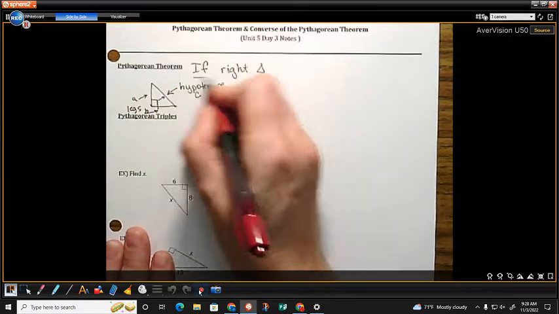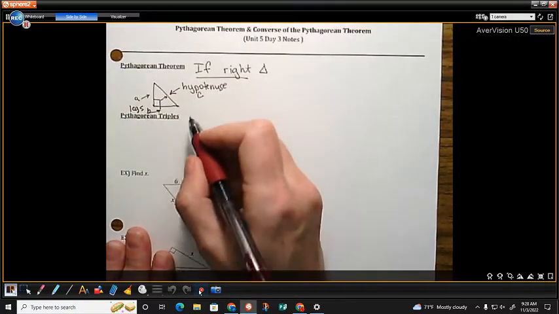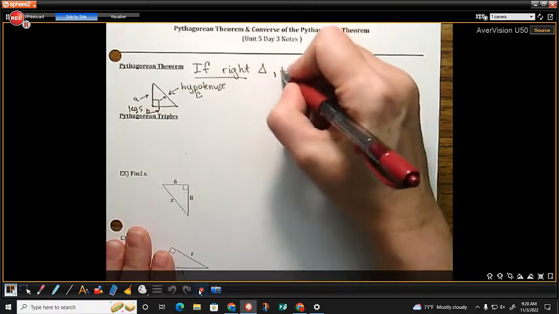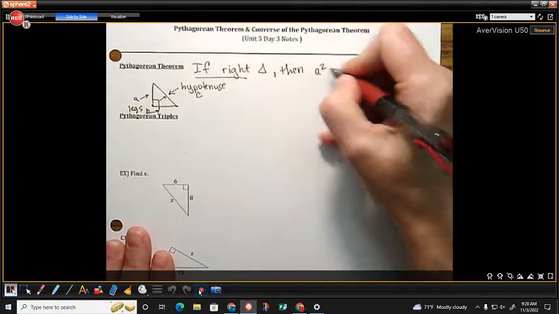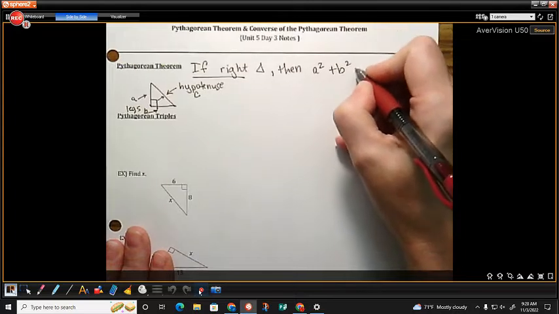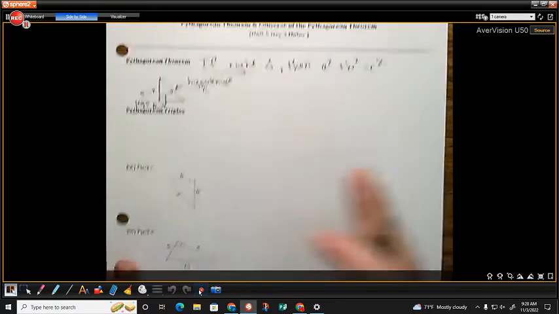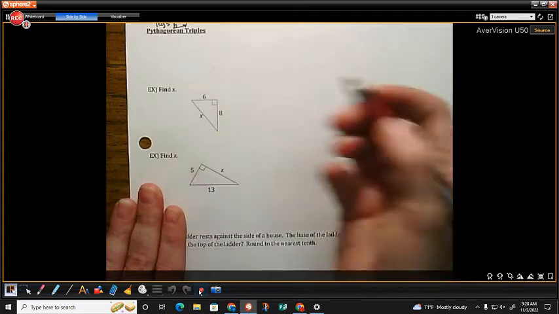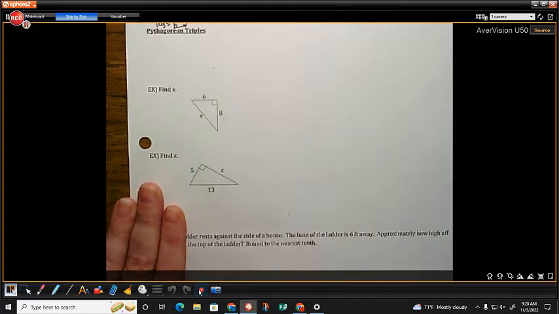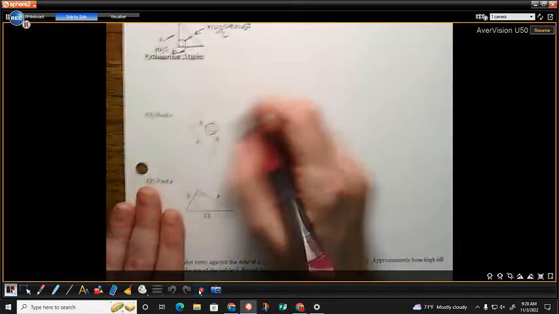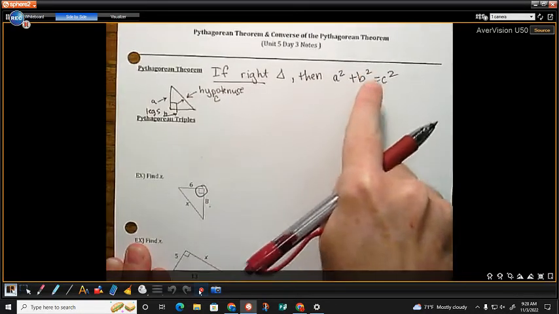And if you have a right triangle, and you've named everything A, B, and C, then we know that A squared plus B squared will always equal C squared. So an example of that down here is if you have a 6, 8, and X triangle, it's got a right angle in it, and so you go, okay, if it's got a right angle, it's a right triangle. So this formula must work.